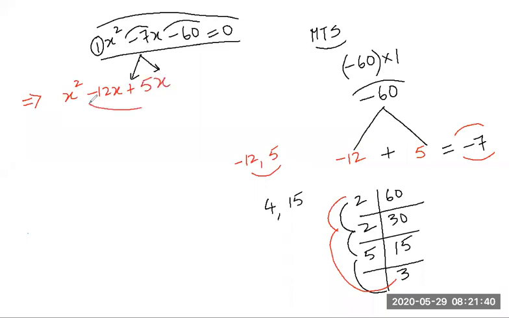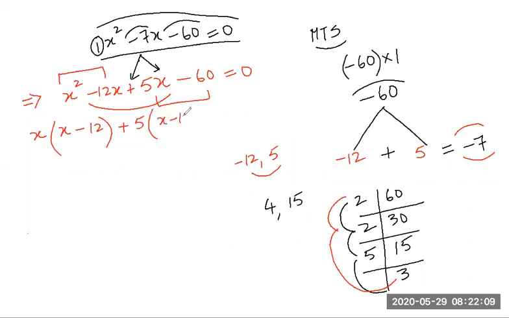Divided into 12x plus 5x. Remaining things will be same. Minus 60 is equal to 0. Now we'll group this, and we will take x common out of the bracket. So it will be x common, and x into x minus 12, bracket close. Then plus 5 common. It will be again x minus 12, because if you multiply 5 by x minus 12, it is 5x minus 60.